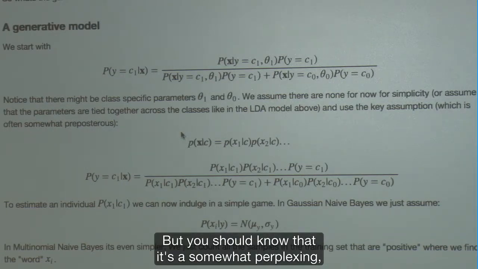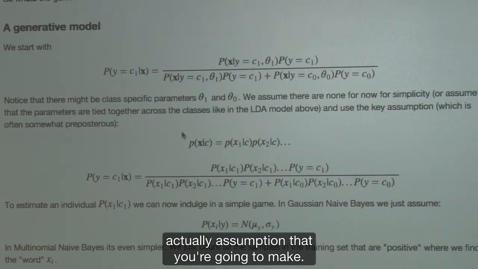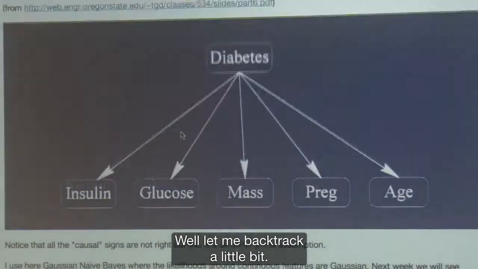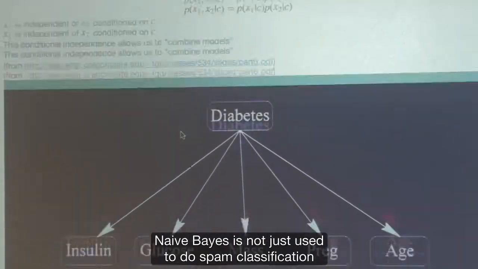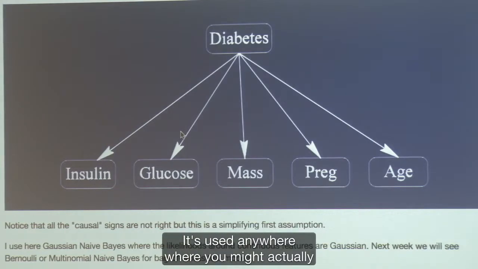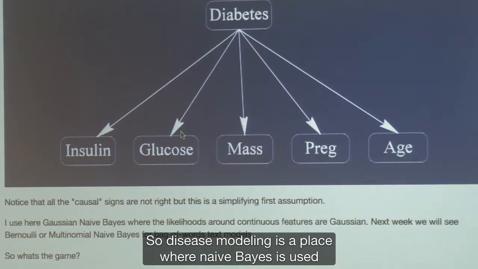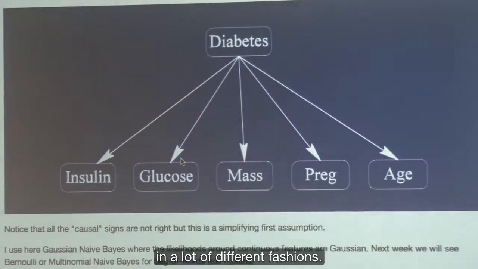But you should know that it's a somewhat perplexing, somewhat ridiculous, and somewhat preposterous assumption that you're making. Well, let me backtrack a little bit. Naive Bayes is not just used for spam classification and so on. It's used anywhere you might actually expect causes to be somewhat independent of each other. Disease modeling is a place where naive Bayes is used in a lot of different fashions.